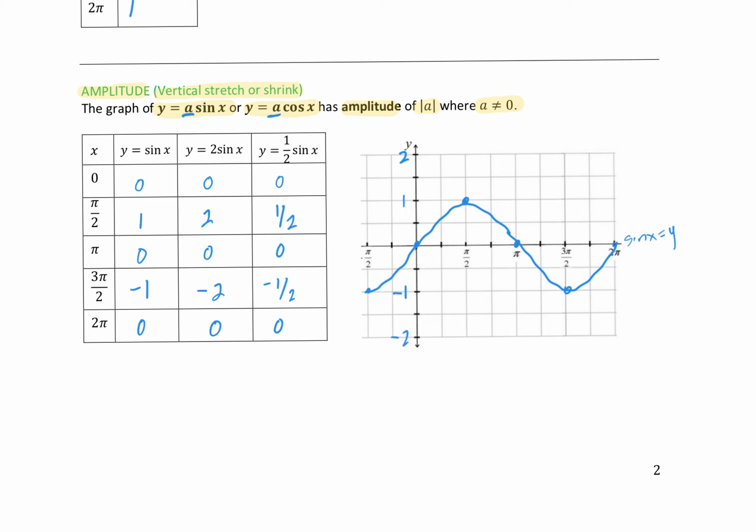Let's go green. So 2 sine of x is going to pass through 0. Pi over 2 is going to be 2, 0, then -2, 0. It did exactly what I thought it would do. It's stretching it up. And then at -2 at negative pi over 2. So that's going to be our 2 sine of x.